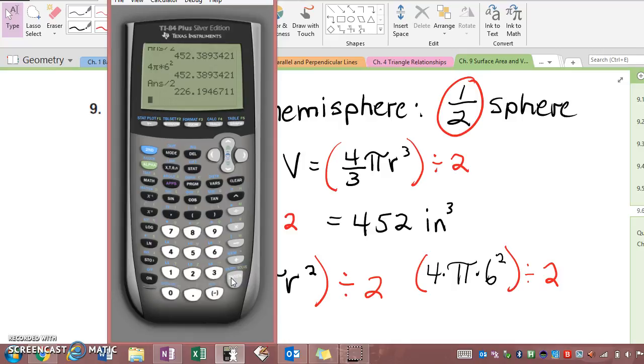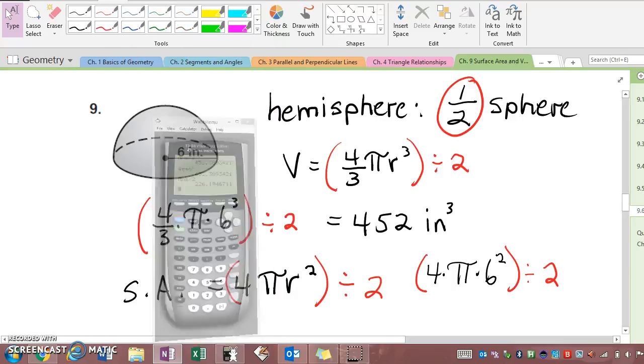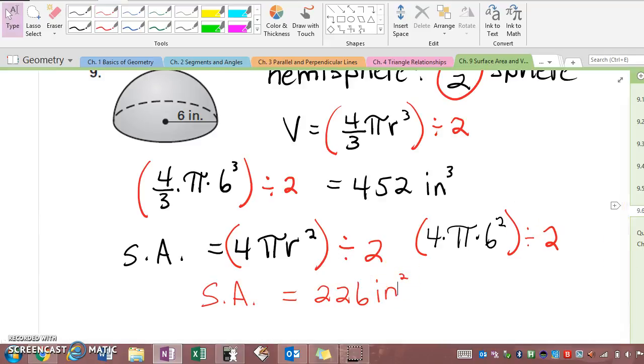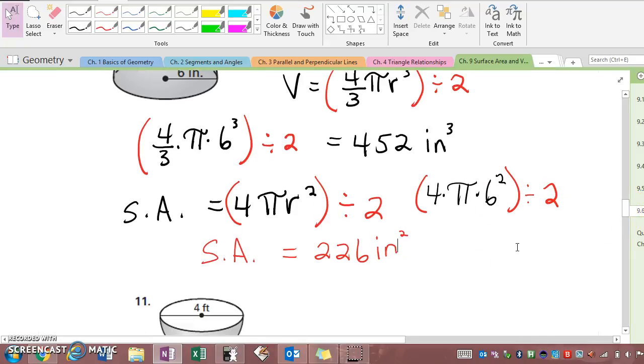So 226.1 rounds to the nearest whole number as 226. So for this hemisphere, the surface area is 226. Now this is area, so it's inches squared. And that is the end of this lesson.